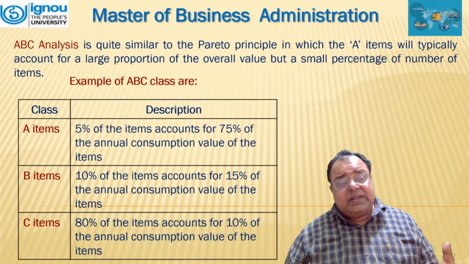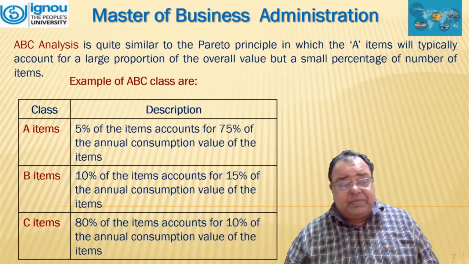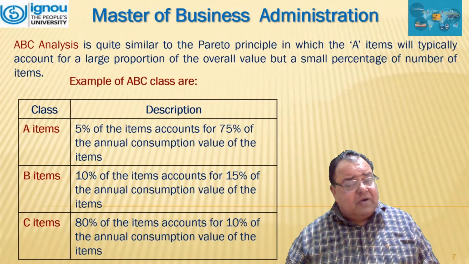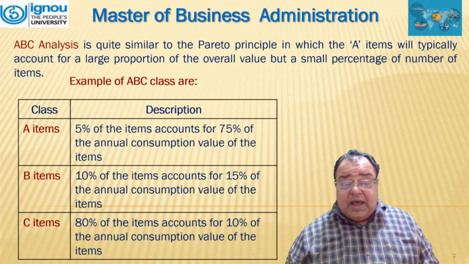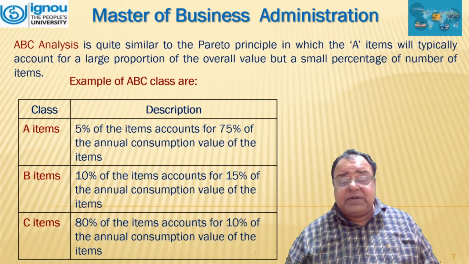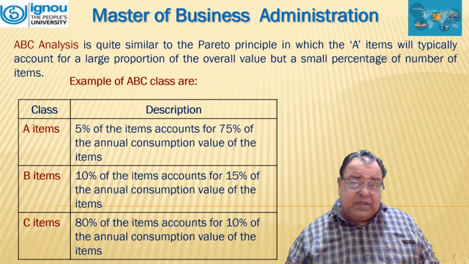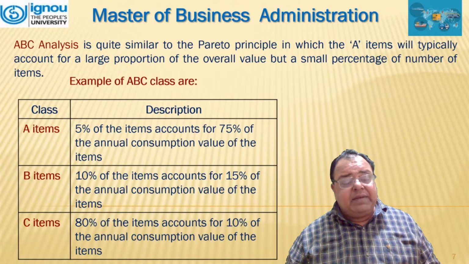Here we see the examples of ABC classes. If we talk in terms of A items, only 5% of the items account for 75% of the annual consumption value of the items. B items are those which are 10% of the items, which account for 15% of the annual consumption value. And C items are 80% of the items which account for 10% of the annual consumption value of the items.